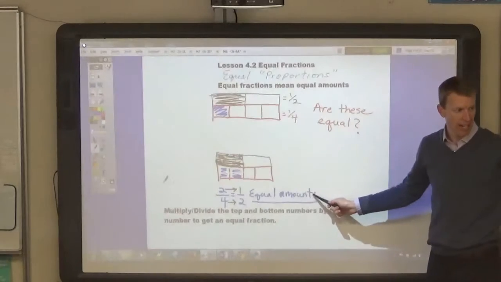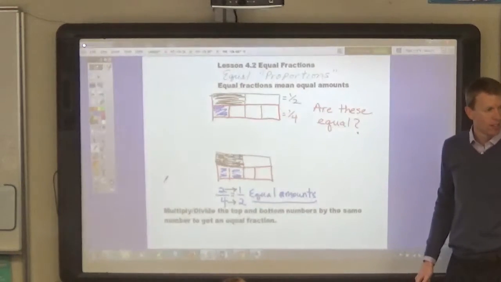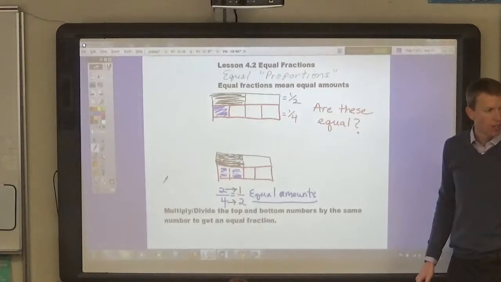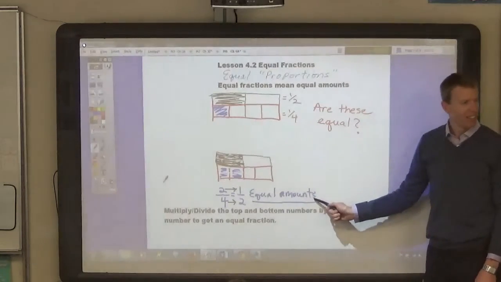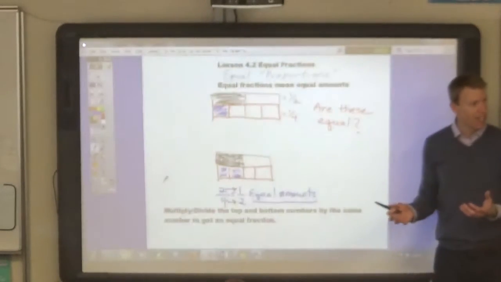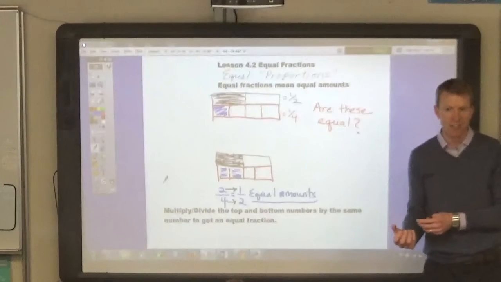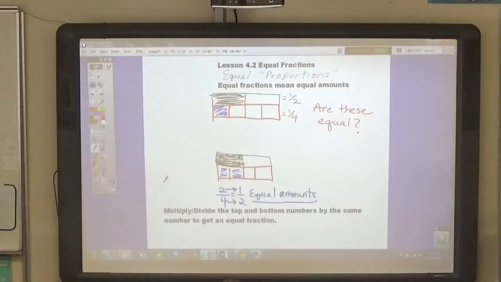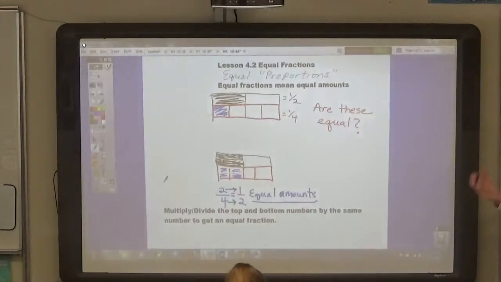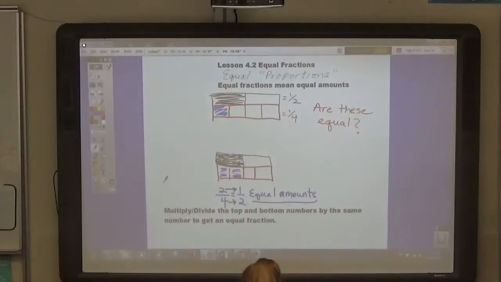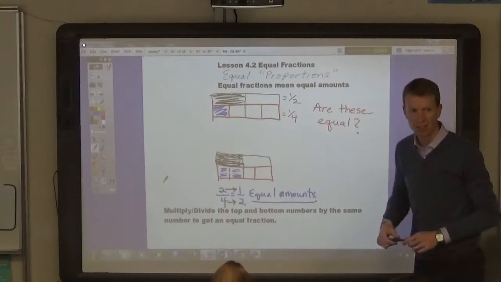What does this say? Hayden? Like 3/6 is the same as 1/2. They have to be the same kind of thing, equal amounts. Equal amounts, yeah. If you have 3/6 of something and 1/2 of something, what's equal about those is the amount that you have. 3/6, 3 out of 6, is half of the amount.